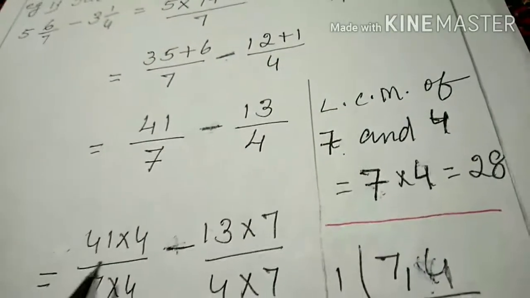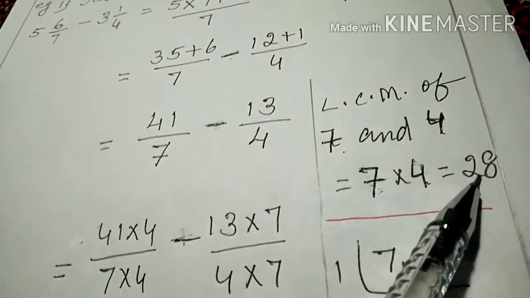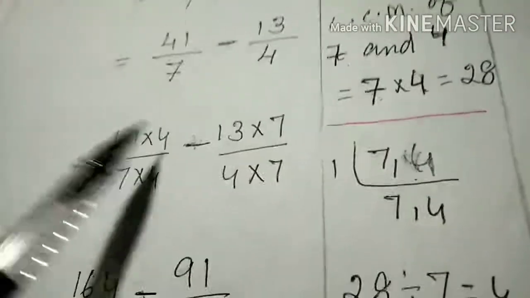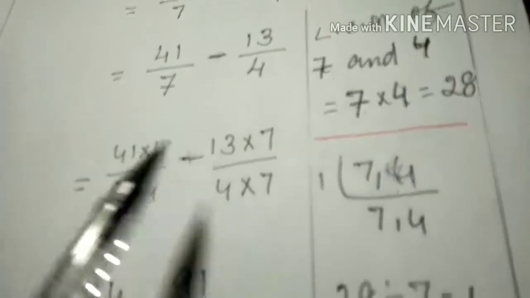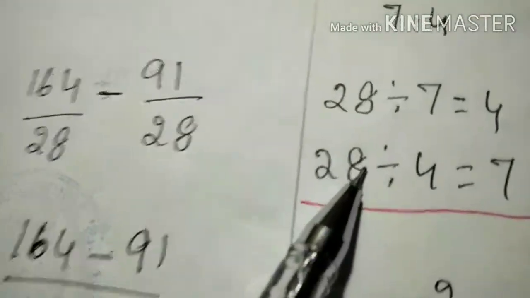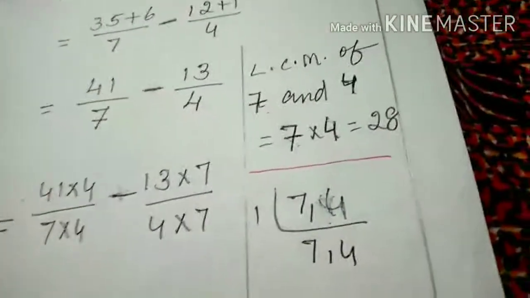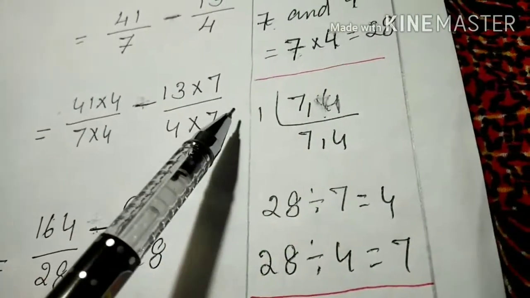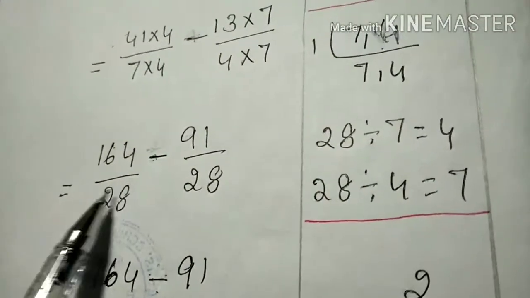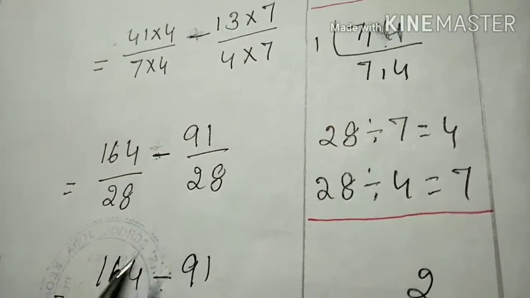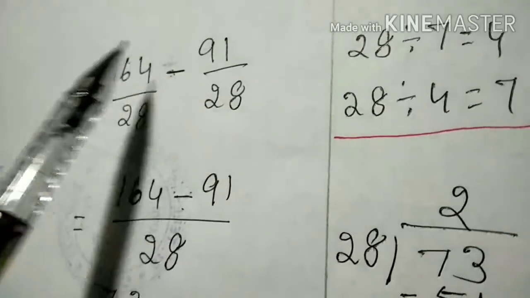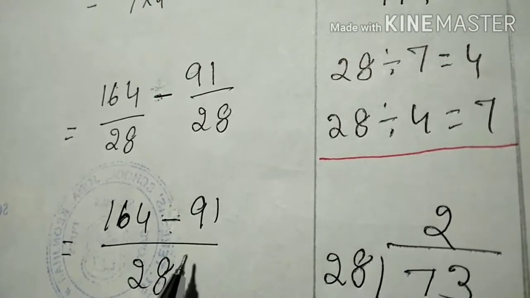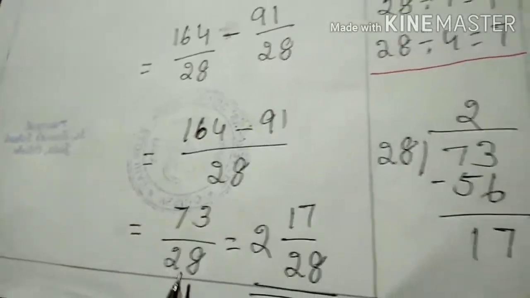Then after finding the LCM, divide the LCM by the denominator of each fraction. 28 by 7 is equal to 4, multiply with the numerator 41. Then divide the LCM 28 by the denominator of the second fraction. You are getting 28 by 4 is equal to 7, and multiply with the numerator. Therefore, we are getting 164 by 28 minus 91 by 28. That is, we converted them into like fractions. That is equal to 164 minus 91 by 28, that is equal to 73 by 28.